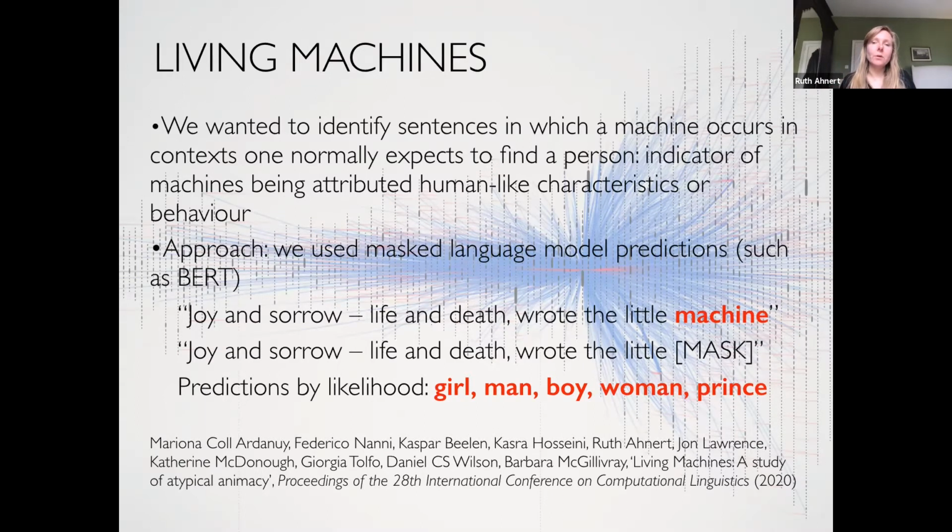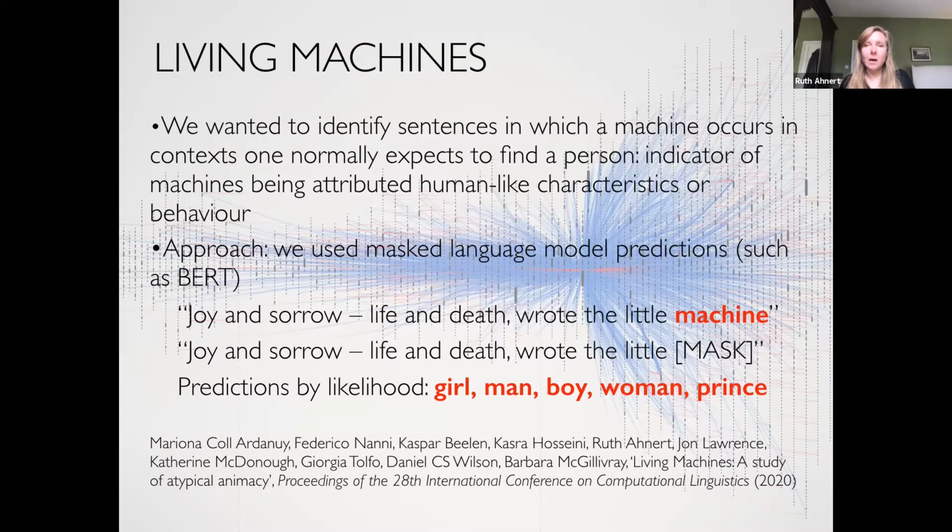So detecting animacy is a very common kind of activity in natural language processing. But what we found was that typical language models used for identifying animacy were very poor at detecting these instances of what we call atypical animacy, i.e. an inanimate object like a machine being assigned animacy.